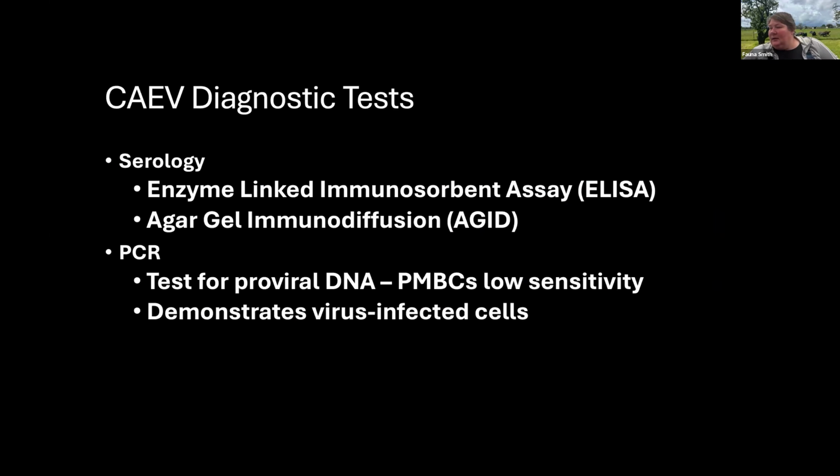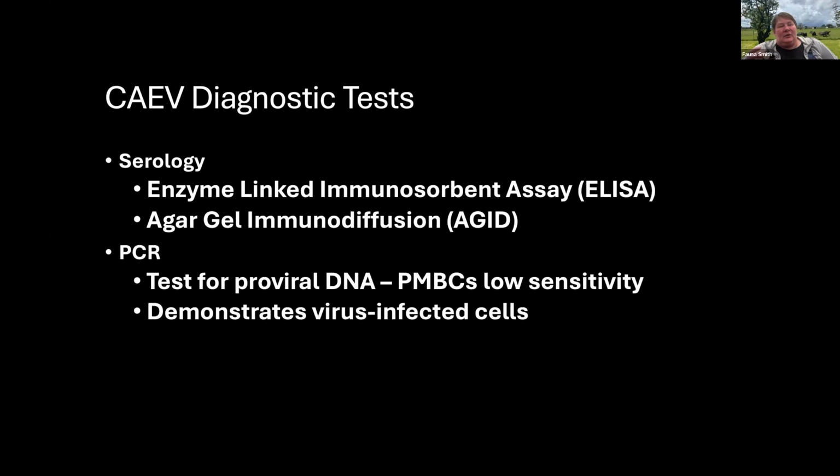I'll talk a little bit about CAE diagnostics. So serology really is the mainstay of live animal diagnosis of CAE. For many years we used an agar gel. Now the standard is ELISA, and in the United States we have two ELISAs available. We have the VMRD ELISA, which is what almost all of the labs use, and then Minnesota uses the ELI test, which is from Europe.